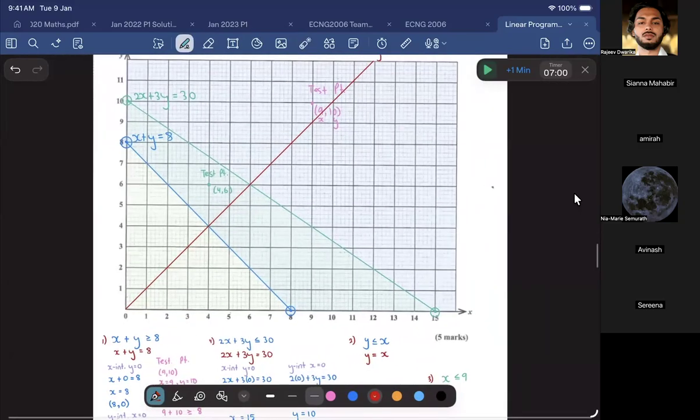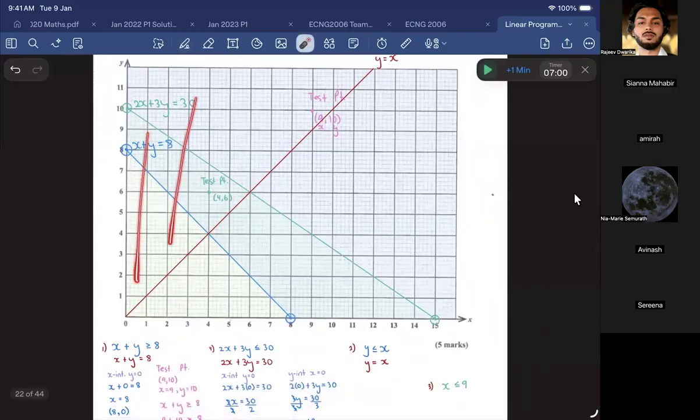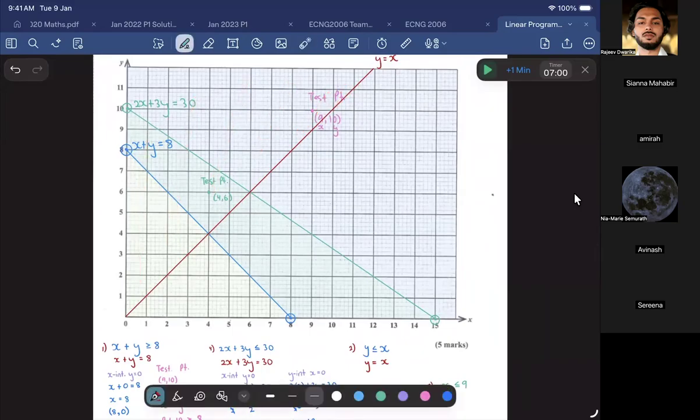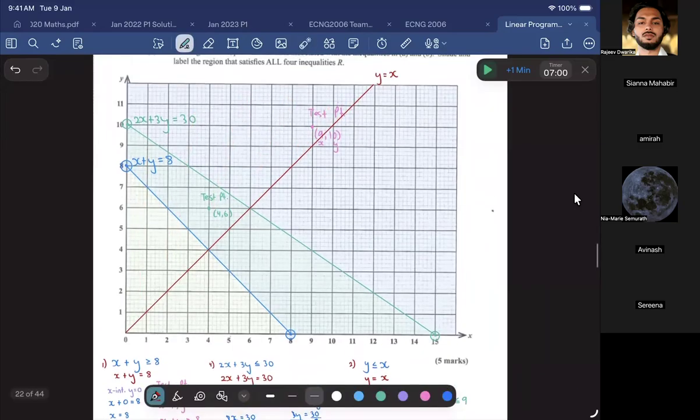So I want you to pick a point that is in region 1. Pick a point in that region. Well, 10, 9.